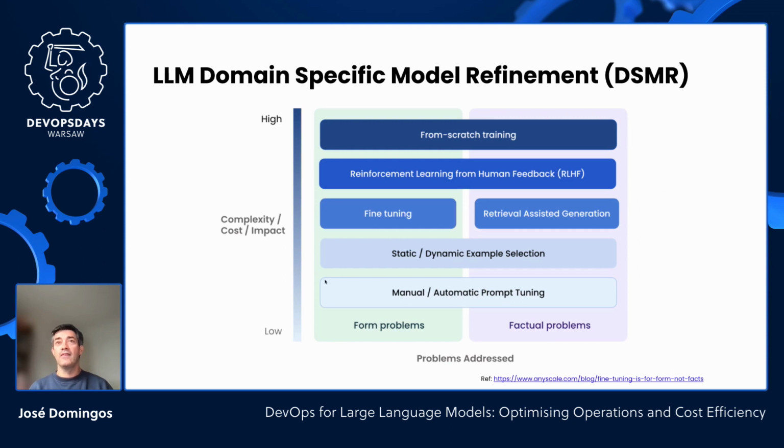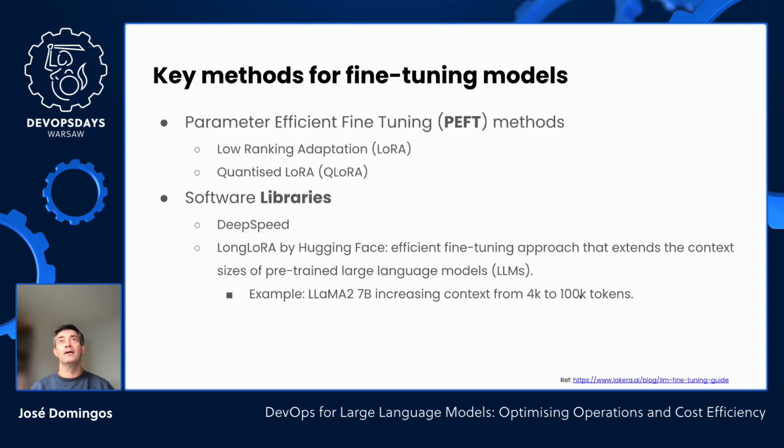The more you go up this diagram, the more expensive and complex it is to train the model. The more you go down, the cheaper it is to actually perform those in computational terms. So let's look at some key methods for fine-tuning models.